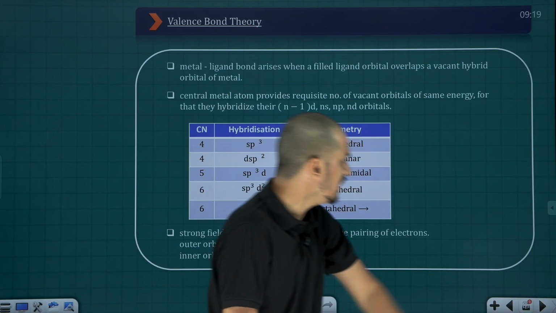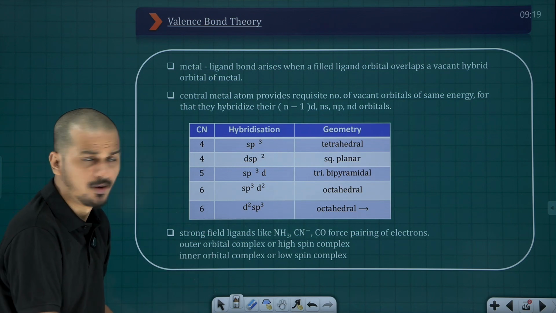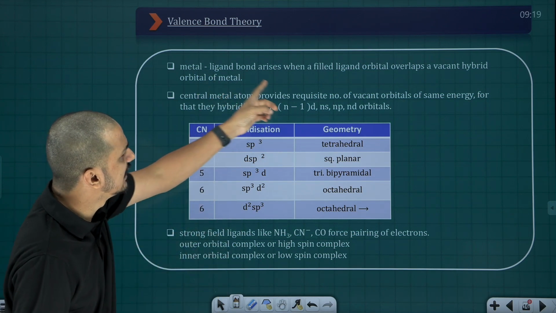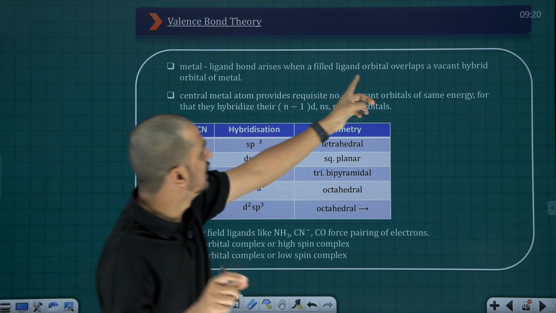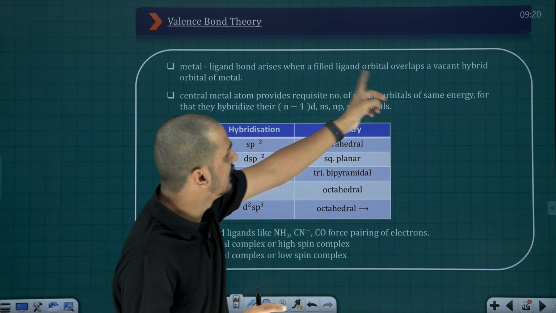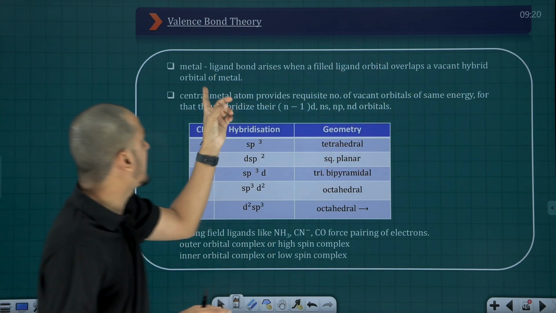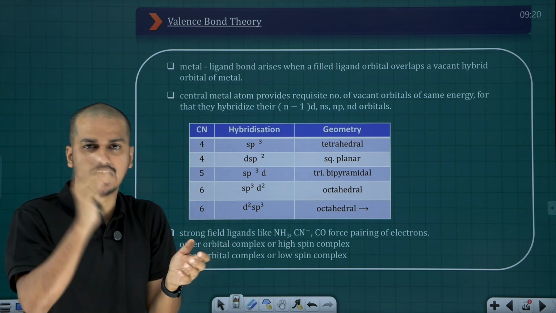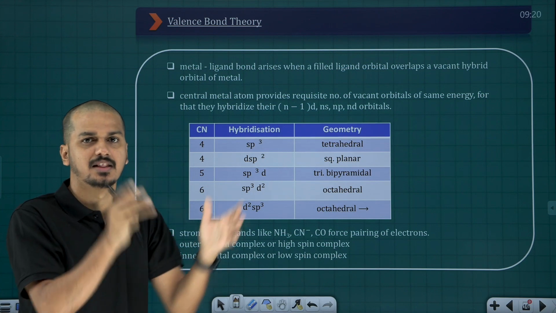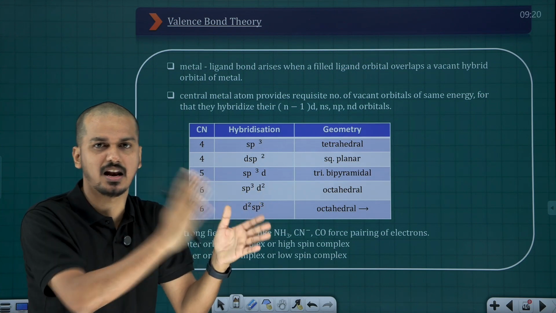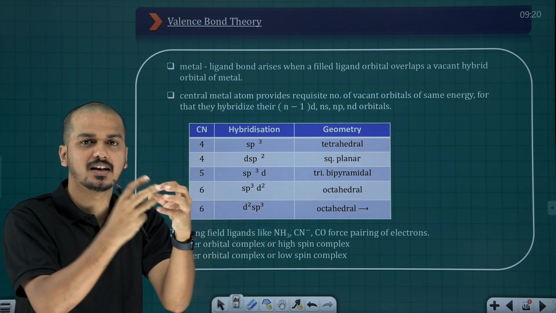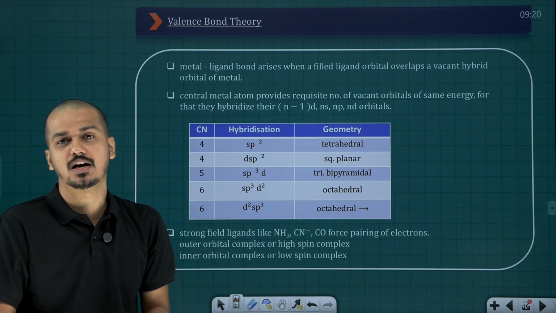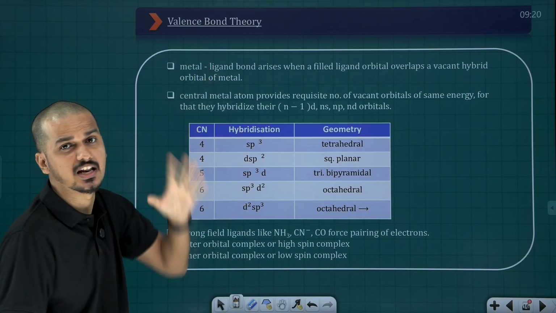Next one, valence bond theory. In this valence bond theory, a metal-ligand bond arises when a filled ligand orbital overlaps a vacant hybrid orbital of the metal. The ligands are coming with electron pairs. The orbitals containing those electron pairs overlap with the central metal atom's vacant orbital. Then a bond is forming. Metal-ligand overlapping is happening. That is what is called valence bond theory.